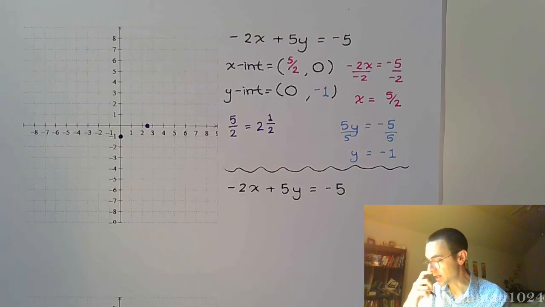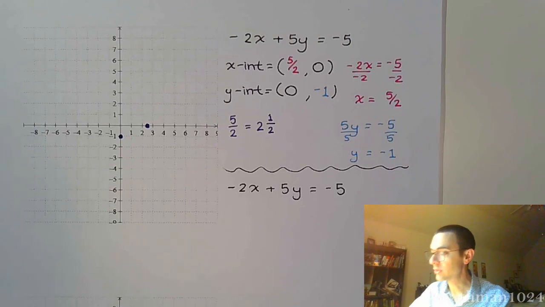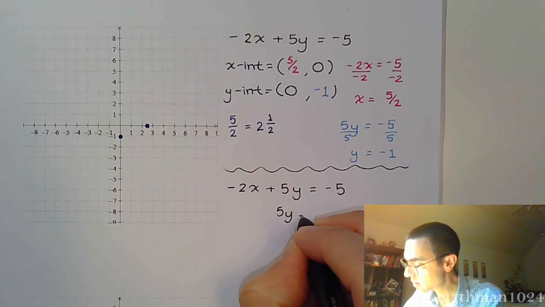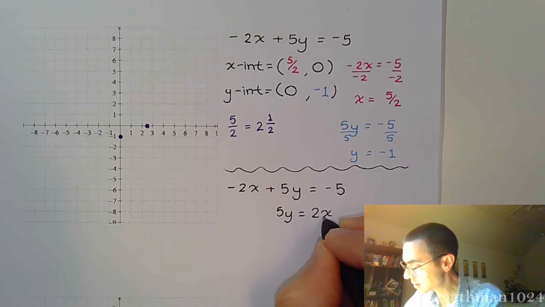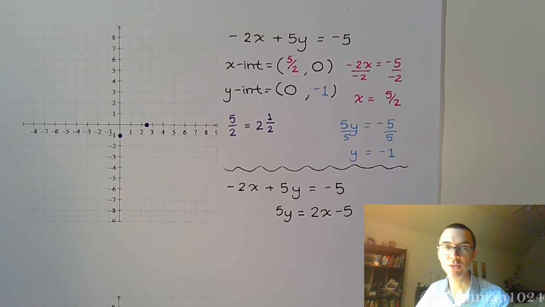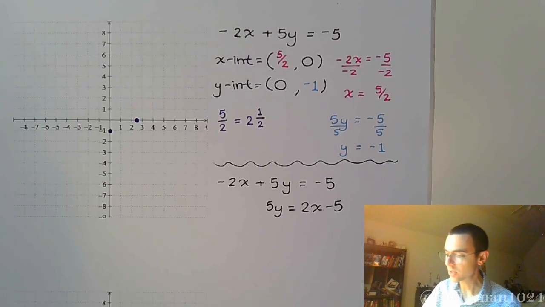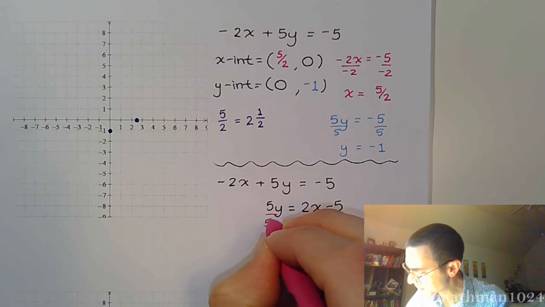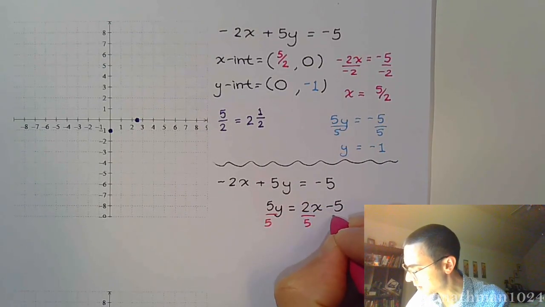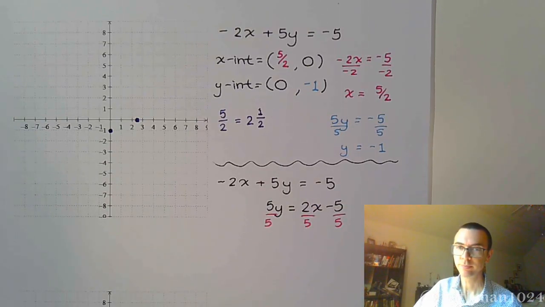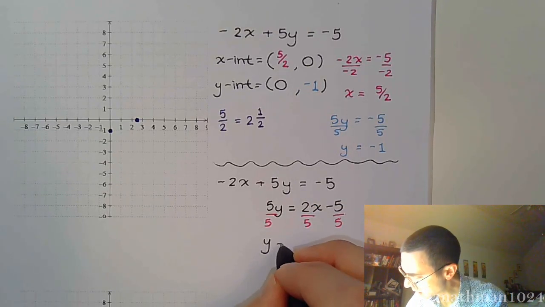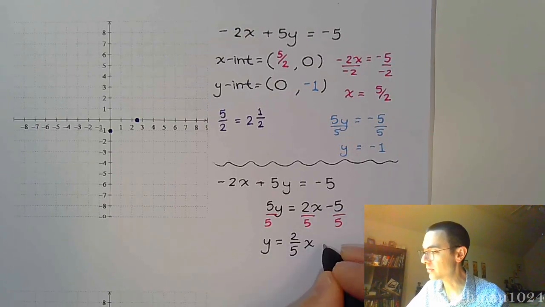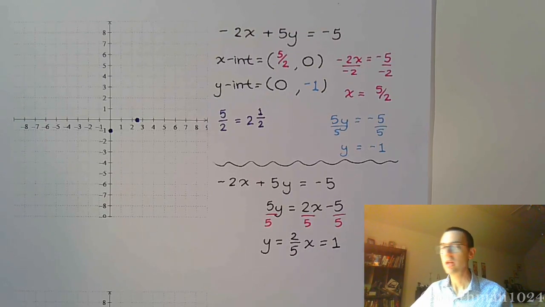So, just as we've talked about, get the y by itself. So I need to move the 2x to the other side. So 5y is equal to 2x minus 5. And then to finish getting y by itself, divide everything by 5. So y is equal to 2/5 x minus 1. 5 divided by 5 is 1.